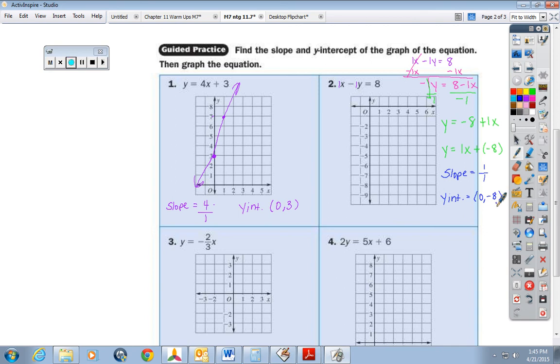Now my slope is what? 1 over 1. So I'm going to rise 1, run 1. Rise 1, run 1. Rise, run, rise, run. You can keep doing that forever. And what does that make? A line. Is it a positive line or a negative line? Positive. And it would go on forever and ever.